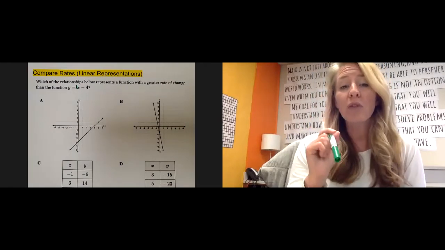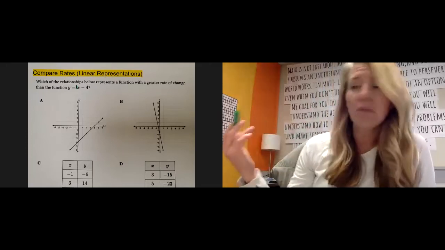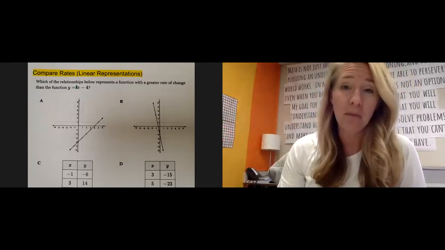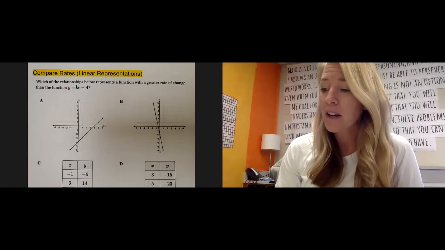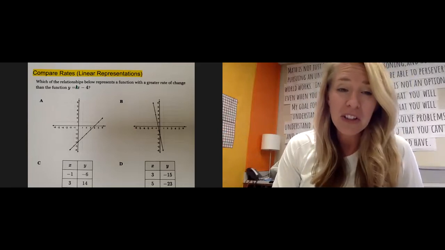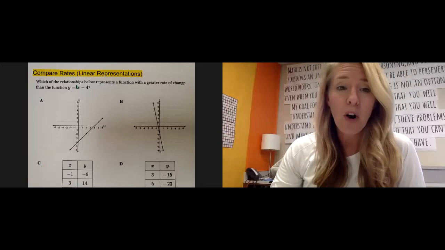If you want a greater rate of change, well, what number is bigger than 1? Lots of numbers are bigger than 1. So basically we have to pick a number bigger than 1. So what's that going to look like? We have to be able to identify the slope on these different graphs.